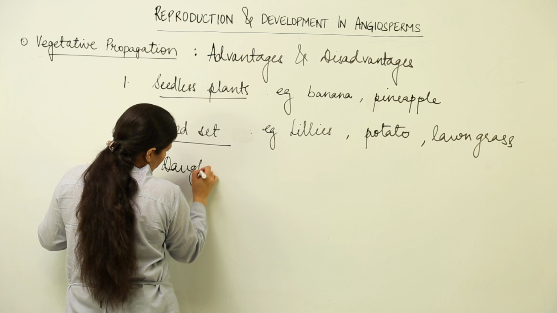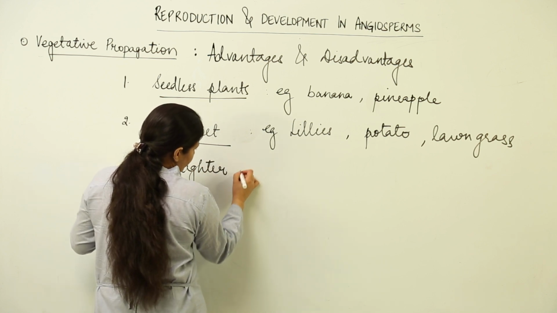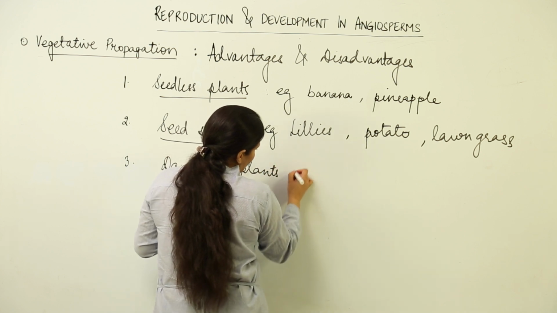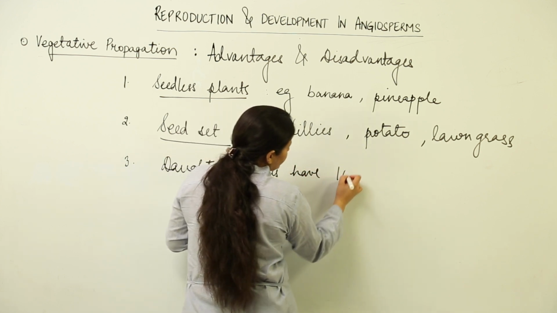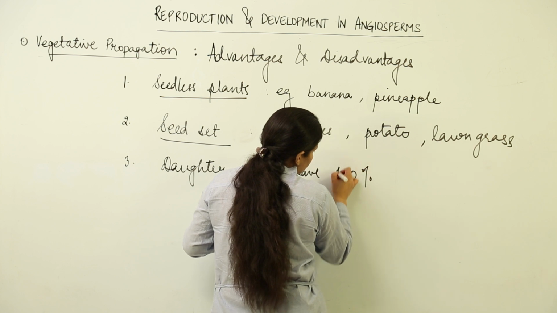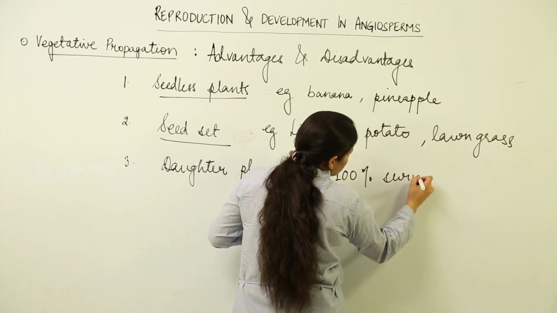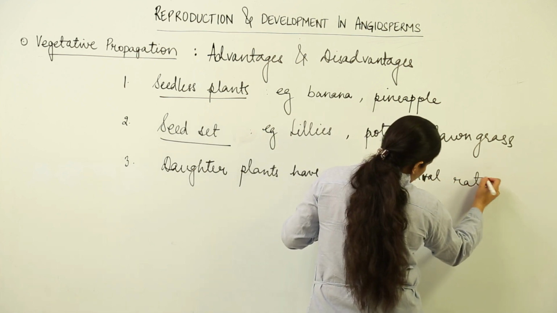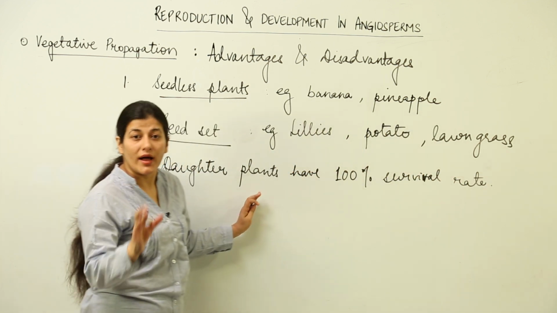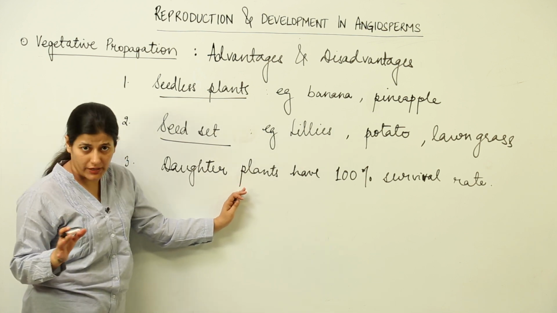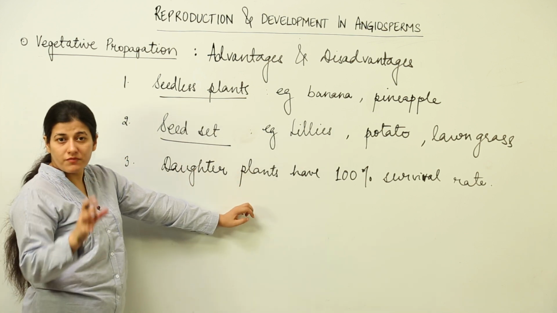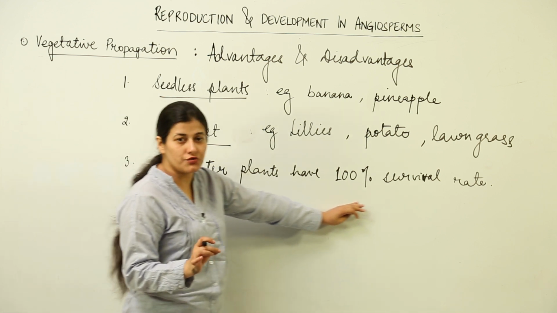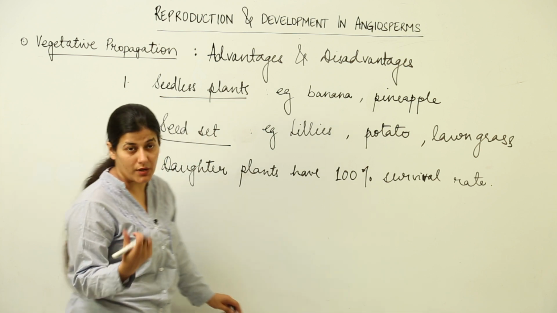The third point of advantage is this, that the offsprings, that is the daughter plants which are being formed, have almost 100% survival rate. This varies and is as low as 1% in the case of seeds. Okay, the survival of daughter plants from the seeds is as low as 1%, but when it is from vegetative propagation, it ranges as high as 100%. What else can you ask for?